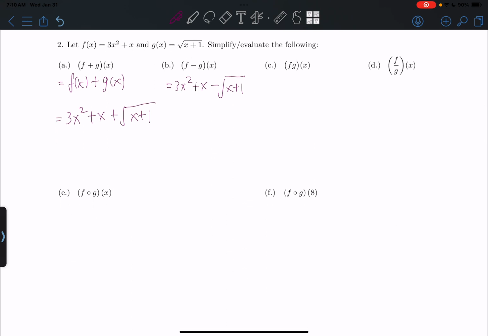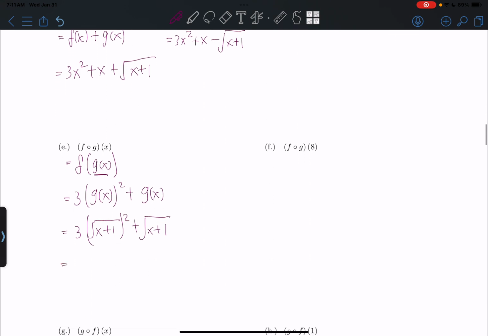And the more interesting part is e and f. We're talking about composition of functions here, right? So f of g of x, that's just another way of writing f of g of x like this. That means whenever I see x in f of x, I now plug in a g. So 3 g of x squared plus g of x. I know what g of x is, so 3 square root of x plus 1 squared plus square root of x plus 1.